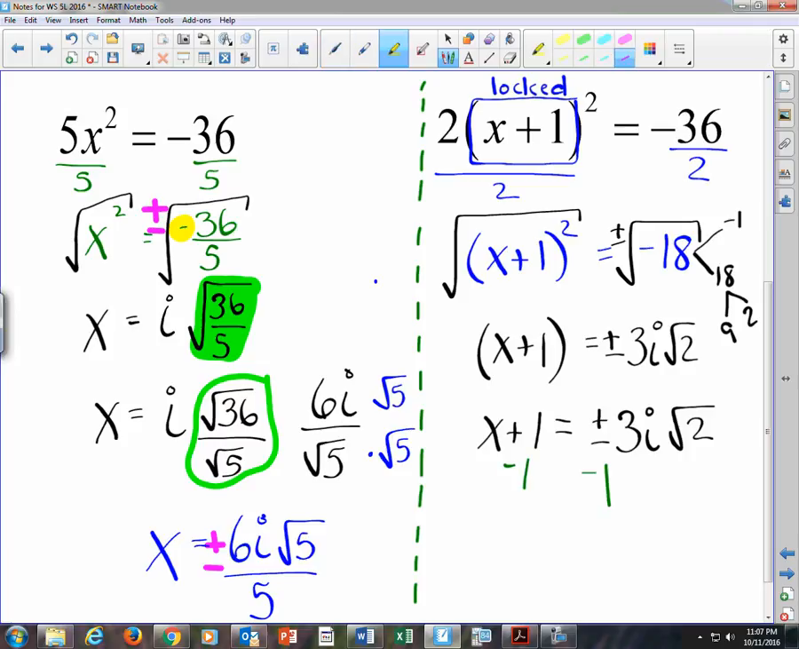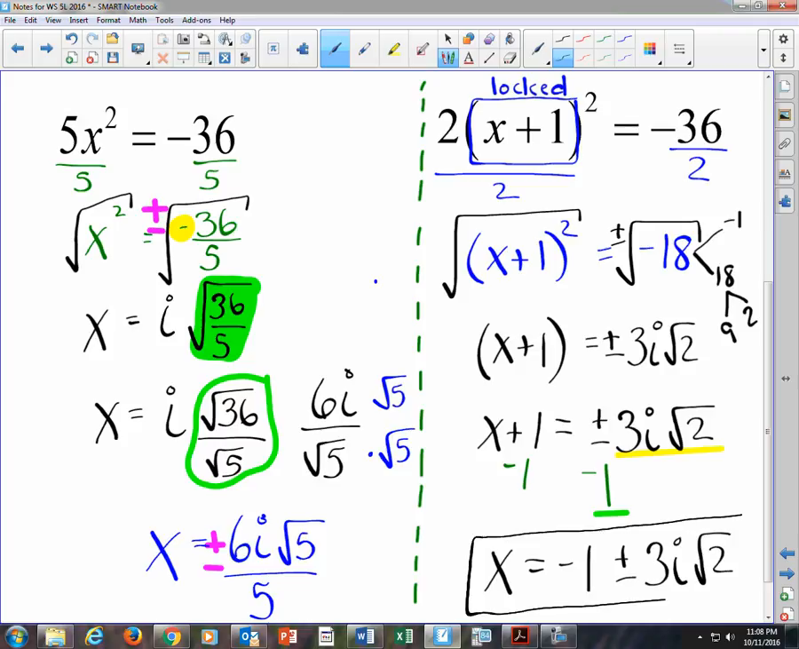But let me show you with my highlighter. This piece and this piece are not like terms. So this is a complex number. So our final answer here in proper complex number format is going to be the negative 1, which is the real part, plus or minus the 3i root 2. And that is our final answer.